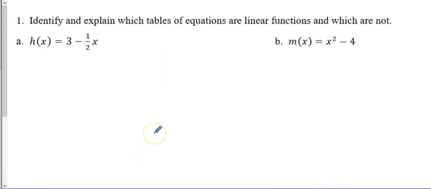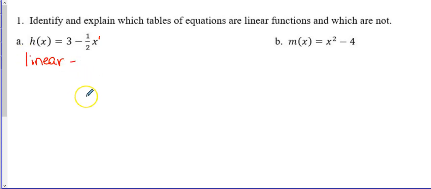Okay, so down below that little section, it says identify and explain which tables or equations are linear functions and which are not. Now, we have a poster in our classroom that talks about whether a relation is a function. That's not what this is. We're looking for a degree of 1 on an equation. And what I mean by that is that the highest exponent on the variable x is 1. So in this case, because there's no exponent listed here, we assume that the exponent is 1. So we would say, yeah, this one's linear.